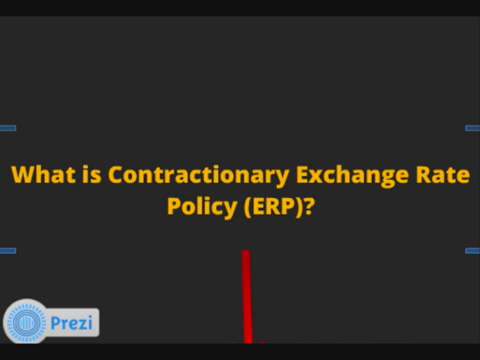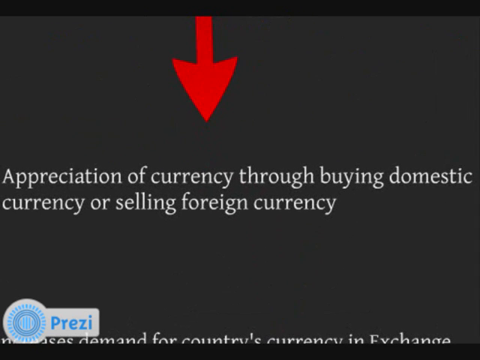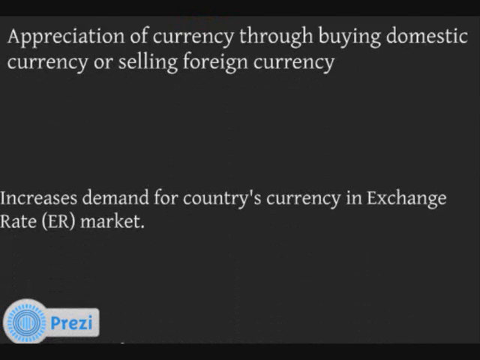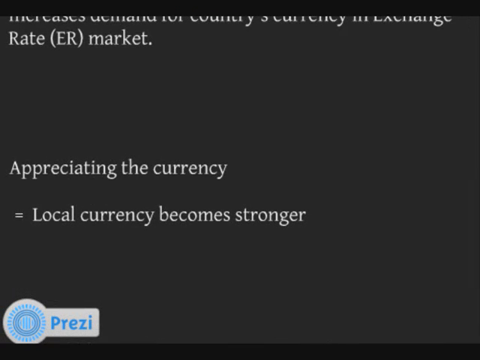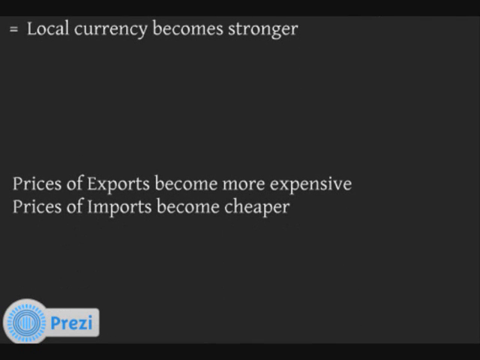What is contractionary exchange rate policy? It is a policy used to address demand pull inflation by appreciating the country's currency through purchasing domestic currency or selling foreign currency in the exchange rate market. It increases the demand for the domestic currency, making it stronger. Therefore, export prices are now more expensive while import prices are cheaper.